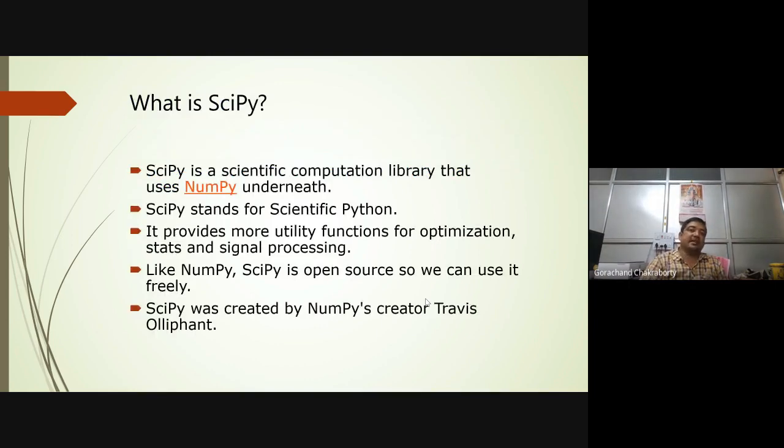Now, what is the SciPy library? SciPy is a scientific computation library that uses NumPy underneath. NumPy is also a library for Python. SciPy stands for scientific Python. It provides more utility functions for optimization, stats, and signal processing. Like NumPy, SciPy is open source, so you can use it freely. SciPy was created by NumPy's creator, Travis Oliphant.